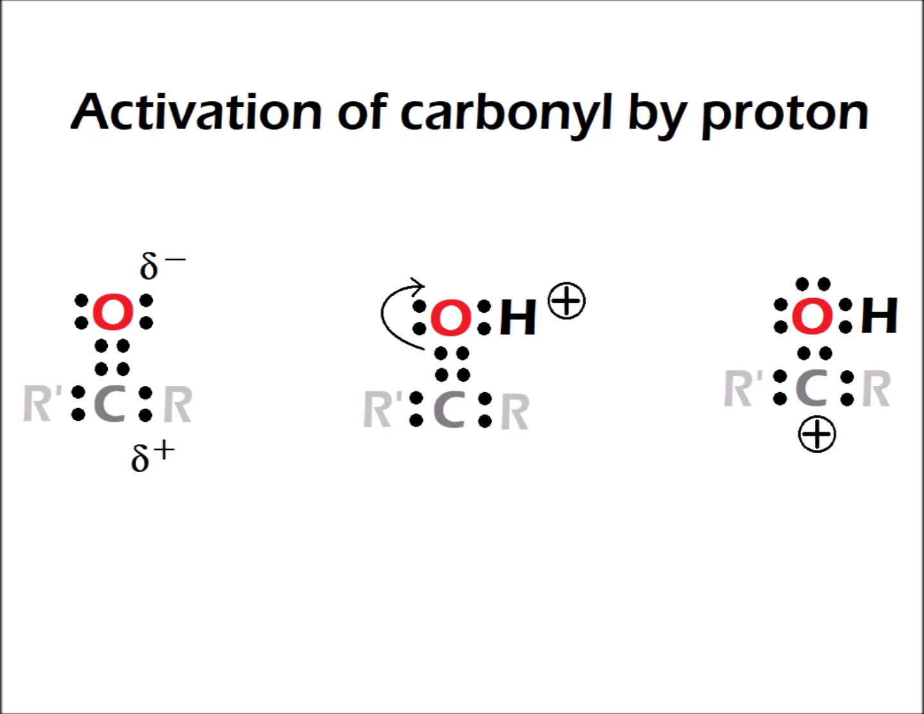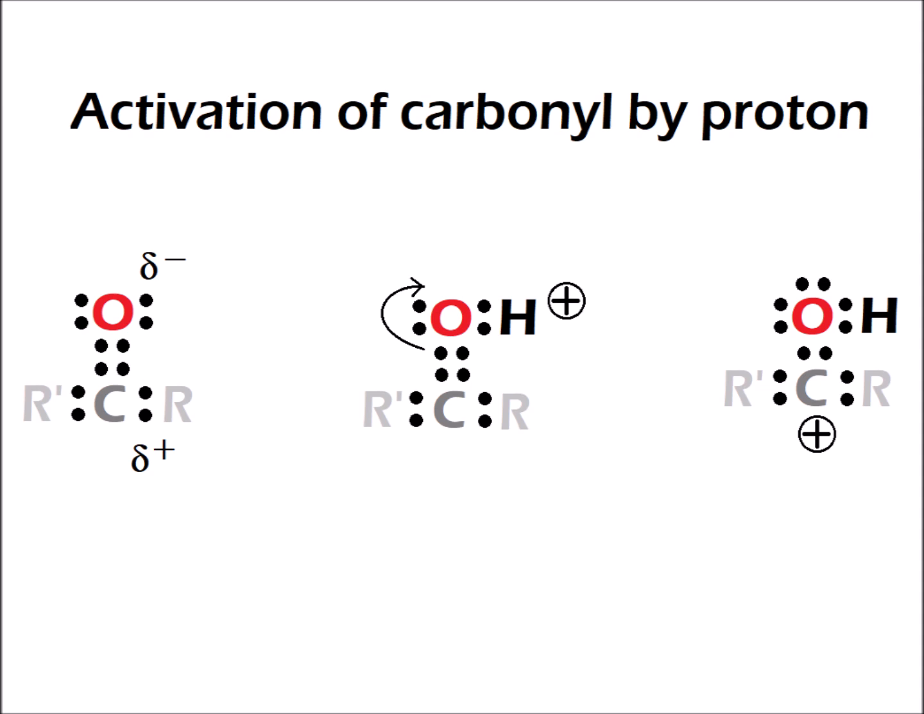Hello. In this video, we are going to examine the activation of the carbonyl group by protonation. Notice at the left-hand side, when we have a carbonyl group, that the bond is polarized with a partial positive charge on carbon and a partial negative charge on oxygen. The partial positive charge on carbon makes it electrophilic. If we protonate the group, we get a shift of electrons from the pi bond.